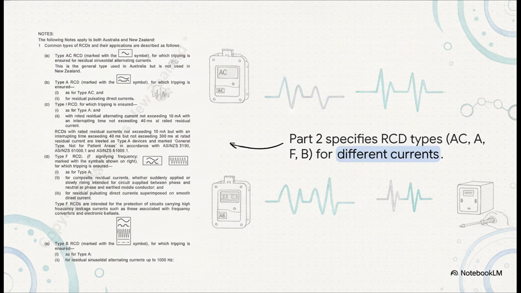Now we go to Part 2 for the how. And you see, it gets very specific because it knows that not all electrical currents are the same anymore. It breaks down the different types of RCDs, type AC for basic circuits, but also more advanced types like A, F, and B that are needed for modern electronics. This way, the installer knows exactly which device to use for that specific job.